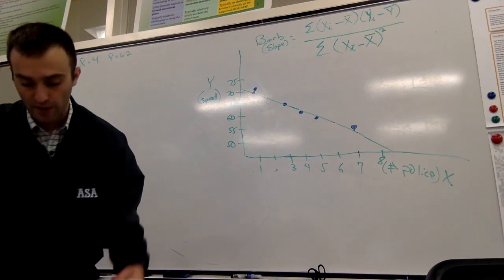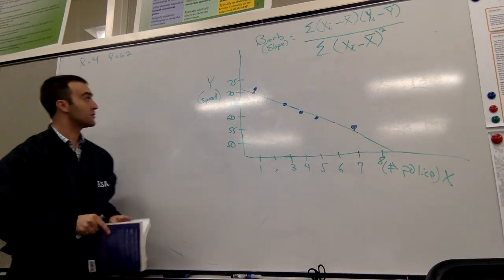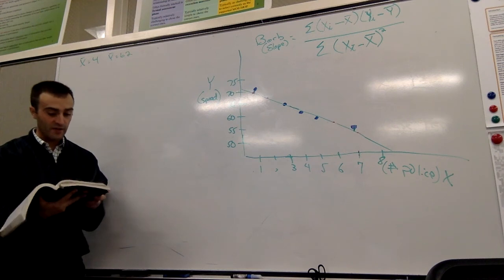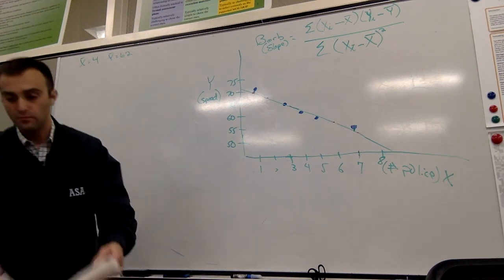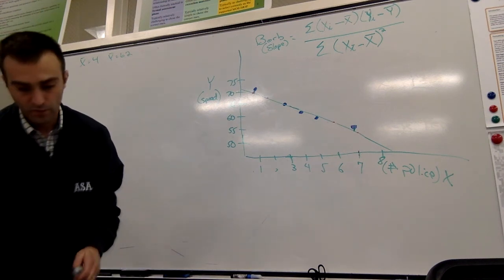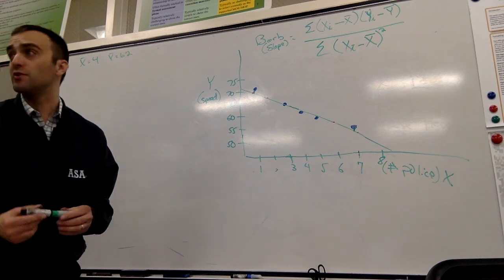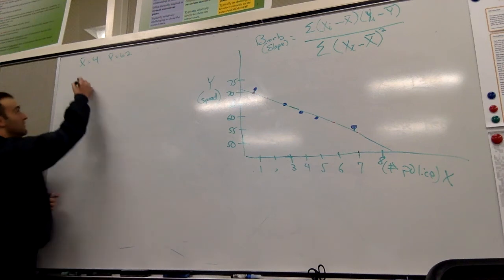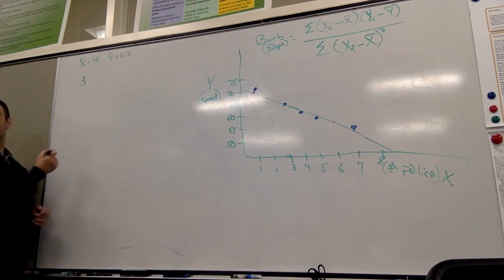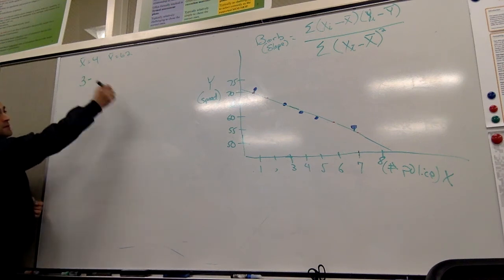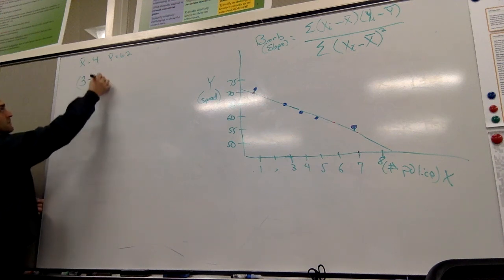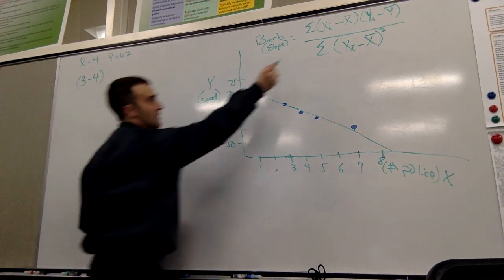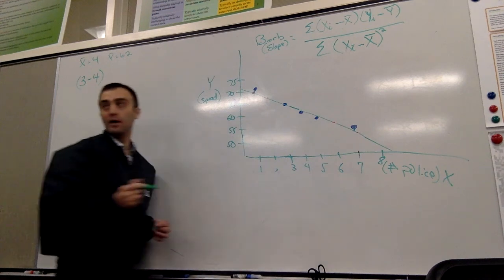So for each of your observations, keep your x's and your y's together. For example, you're going to take each individual x and subtract out the mean of x. So the first value of x we have in our table is 3. So that's an x sub i. 3 minus 4. That's your x sub i minus x bar.